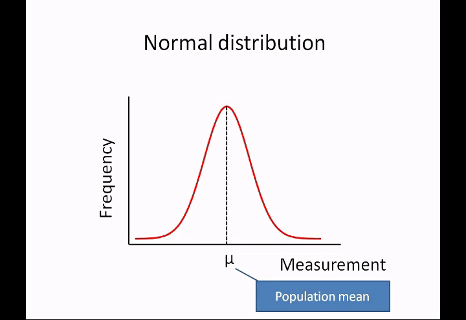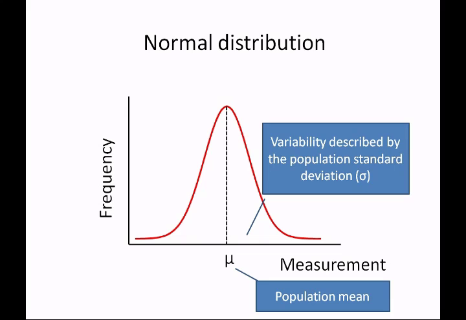The normal distribution curve is described by the population mean, for which we use the Greek letter mu, and also by a measure of its variability, described as the population standard deviation, for which we use the Greek letter sigma.